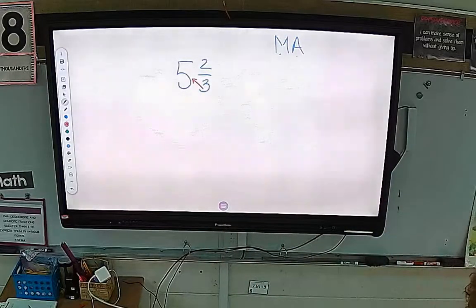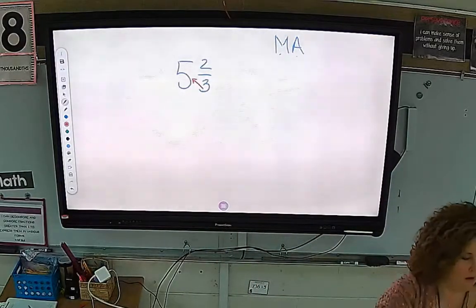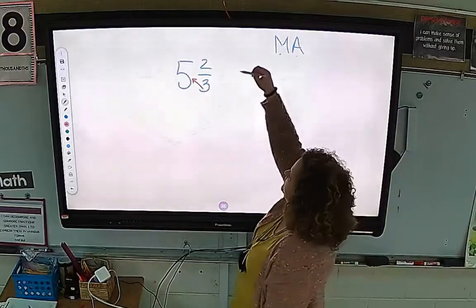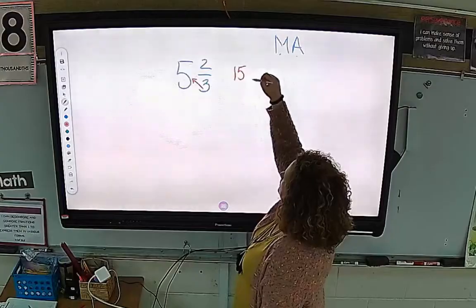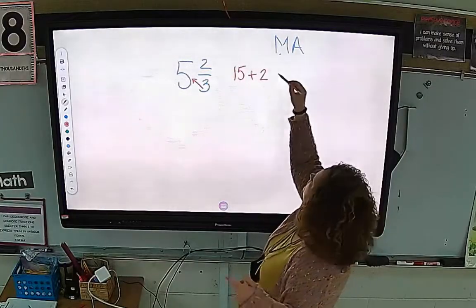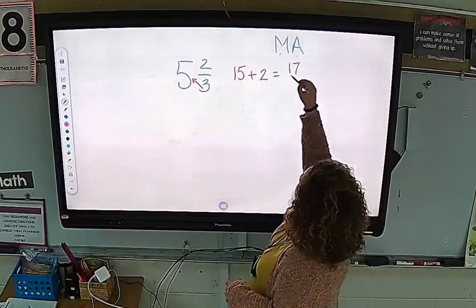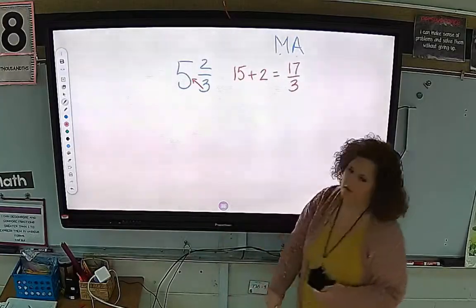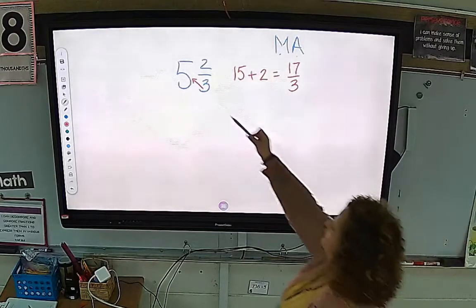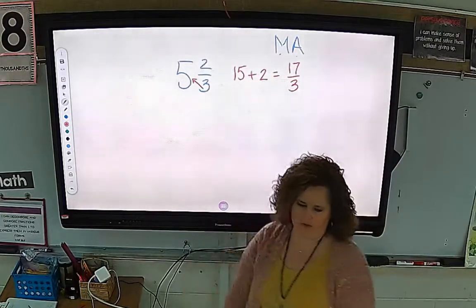Yeah, you got a final answer? Okay. All right, what did you get when you multiplied? 15. All right, plus the 2 more, what's the final answer? Okay, 17 thirds. I'll see how we're getting that number 17. We're multiplying the denominator by the whole number, and then we're just adding these two extras.